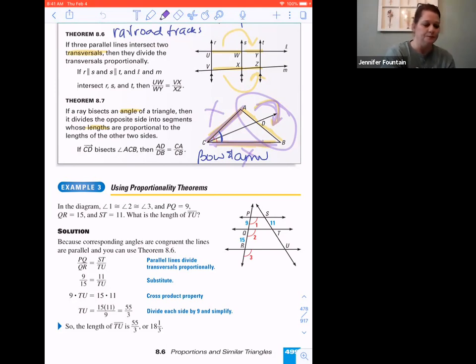All righty, so it says in the diagram, angle 1 is congruent to angle 2, which is congruent to angle 3. So we see that those three angles are congruent.